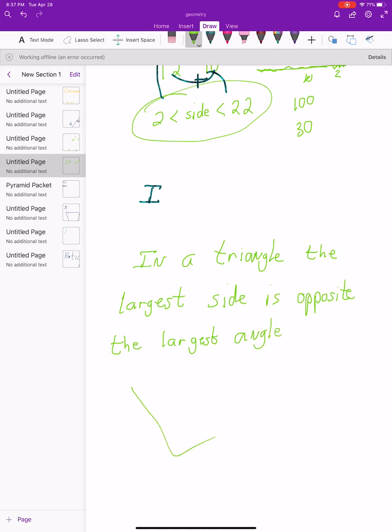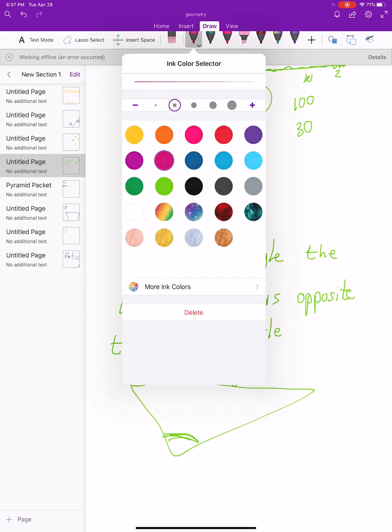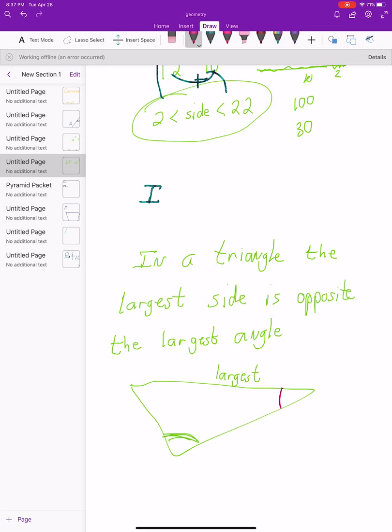So if I have a triangle like this, all right, this angle is my largest angle, then this is going to be my largest side. Okay? If I have this one being my smallest angle, then this is going to be my smallest side. Okay? Because it's opposite it. All right? That's what that says. In a triangle, the largest side is always opposite the largest angle. Kind of makes sense if you think about it. All right, so it's nothing that's really that earth-shattering there.